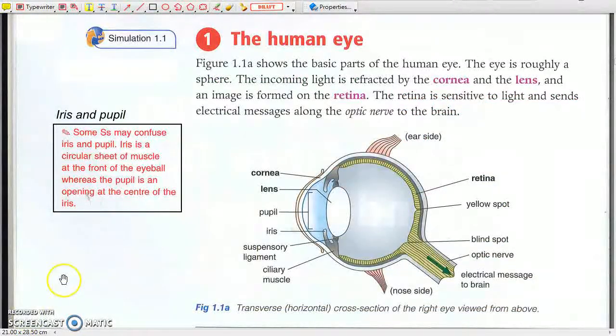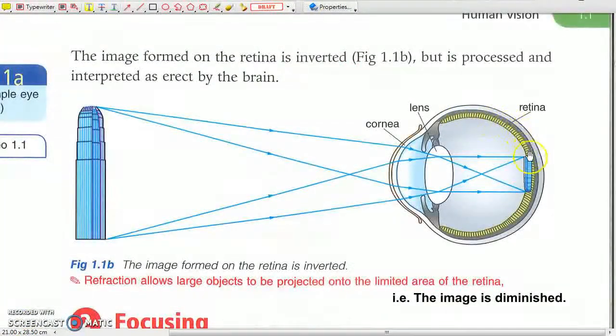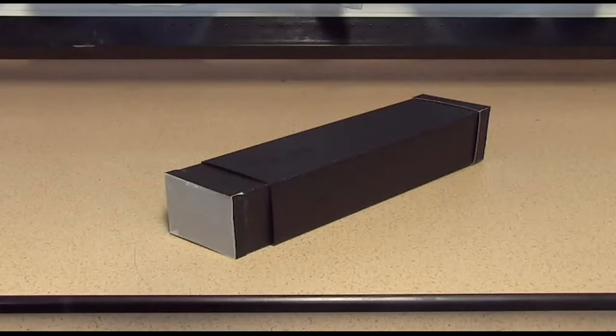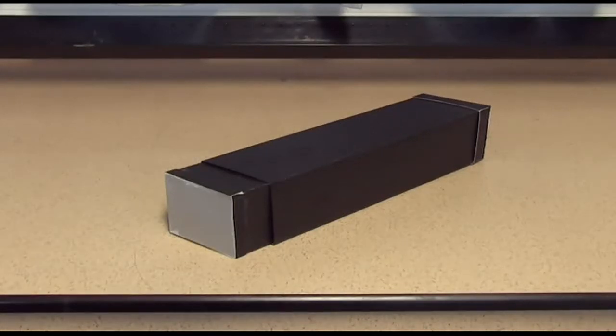1. The human eye. Light is refracted mainly by the cornea and then by the eye lens. A real and inverted image is formed on the retina. The light-sensitive cells on the retina send electrical signals to the brain, which interprets the image as erect. We will use this eye model to simulate the formation of an image in the eye.